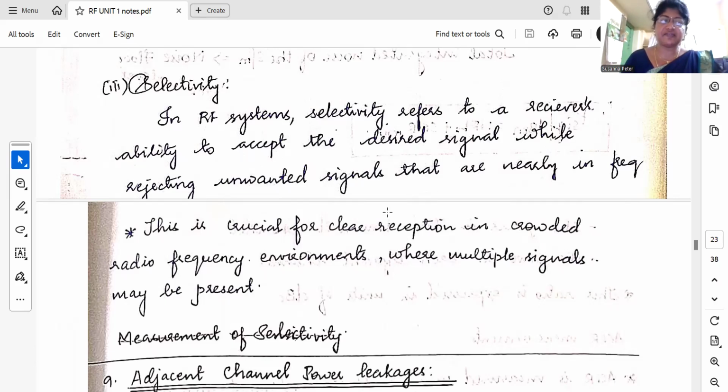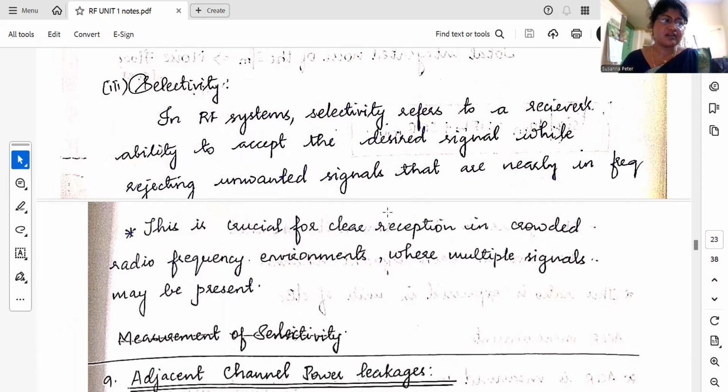Third, if your selectivity is poor, misinterpretation of signals will happen. The signals could be misinterpreted, which means a signal that means one particular thing can be taken for another. Poor selectivity can lead to the following things: adjacent channel interference, distortion, and misinterpreted signals.